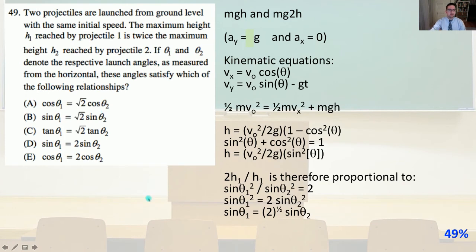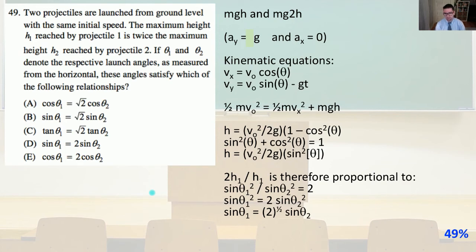Number 49, two projectiles are launched from ground level with the same initial speed. The maximum height h1 reached by projectile 1 is twice the maximum height h2 reached by projectile 2 if theta 1 and theta 2 denote the respective launch angles as measured from the horizontal. These angles satisfy which of the following relationships? So mgh and mg2h are what we're interested in, where a_y, the acceleration in y, equals minus g, and a_x is going to equal 0.